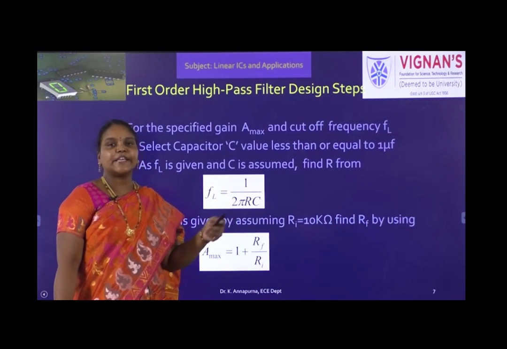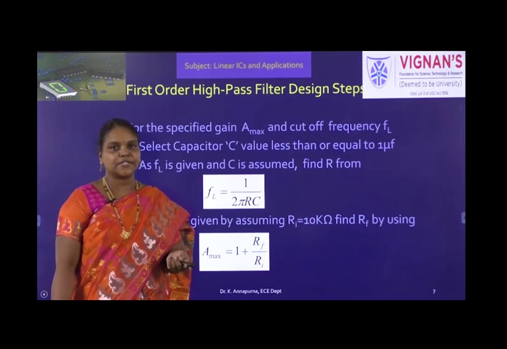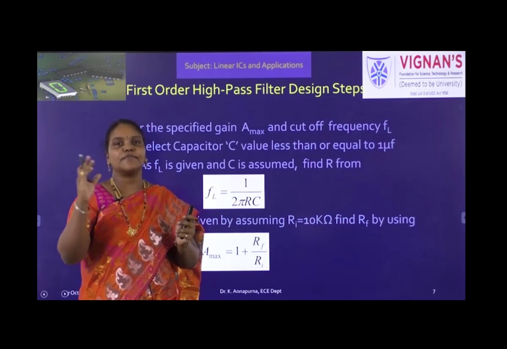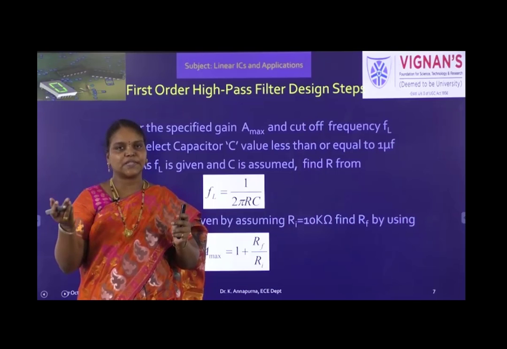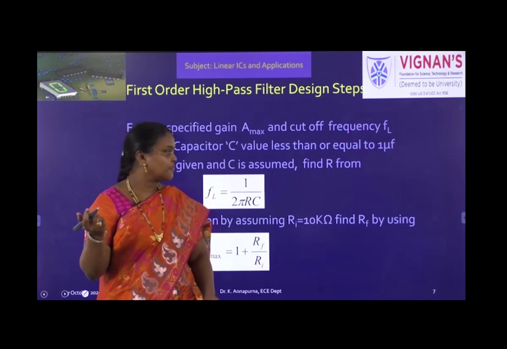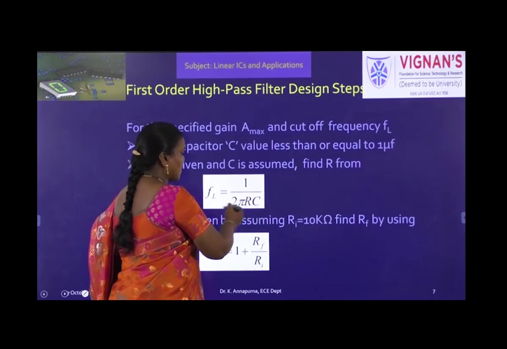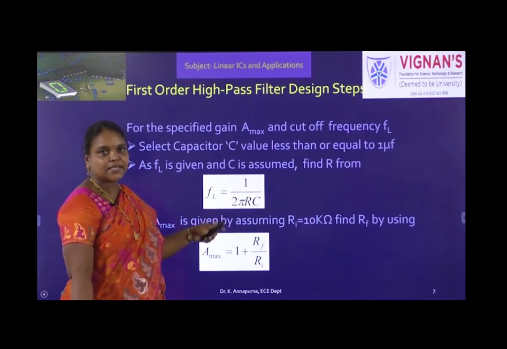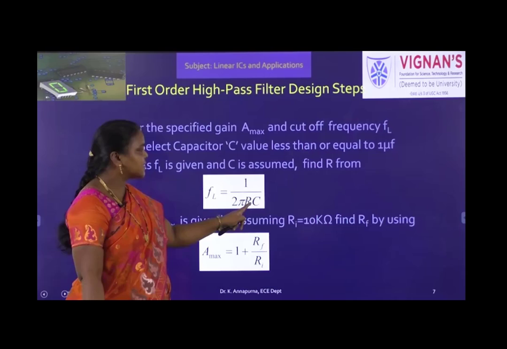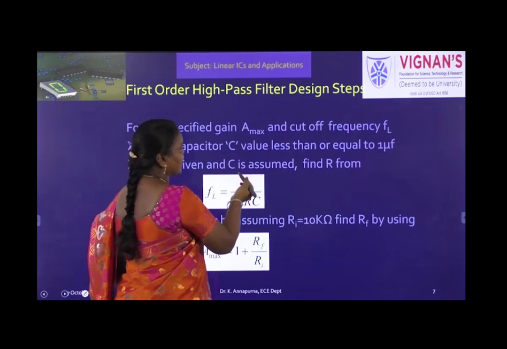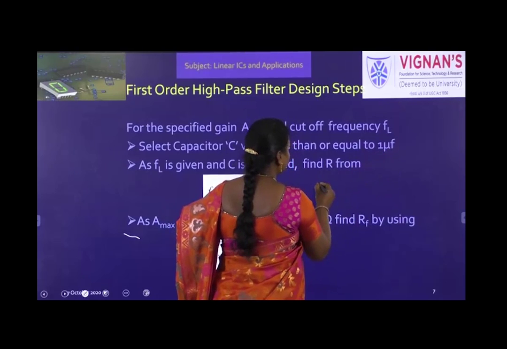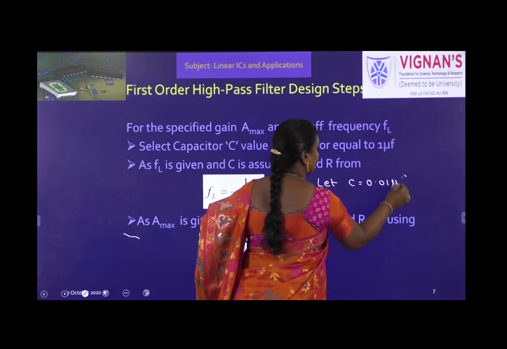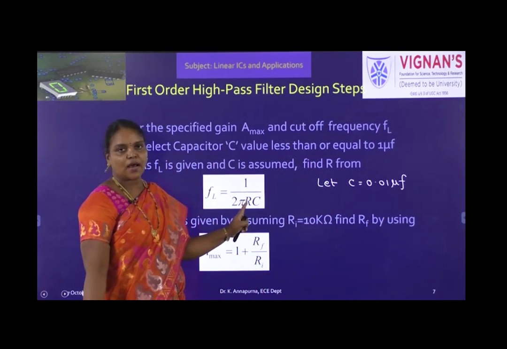Okay. Now for given specifications, how to design a high pass filter? So they will give you the maximum gain and the cutoff frequency. So they are the given specifications. What is the formula for cutoff frequency? It is FL equal to 1 by 2 pi RC. In that, FL is given, that is the cutoff frequency is given, and C let us assume 0.01 microfarads. Generally we take the C value as less than or equal to 0.01 microfarads. So by assuming the C value, you can find the R value.